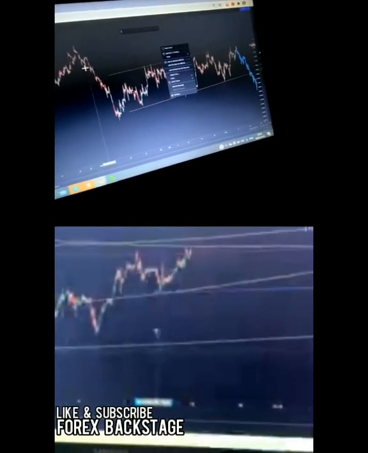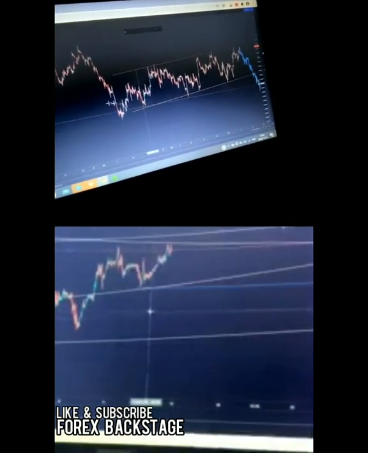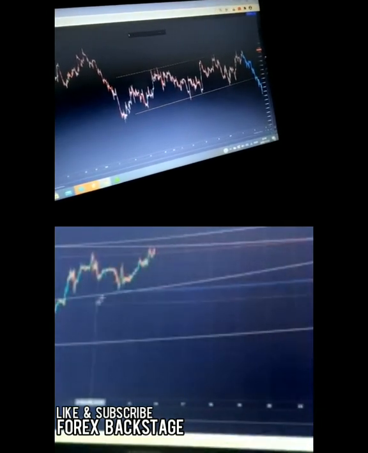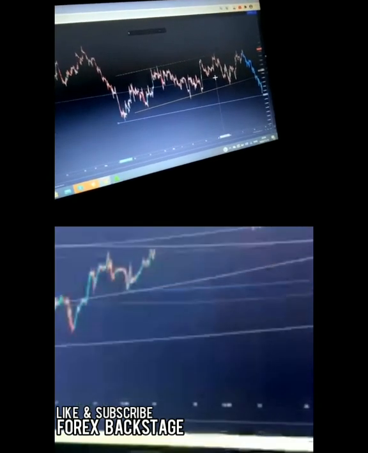Yeah, man. You know what? I feel like the GBP CAD is really promising for this week. Really, really promising. And that's on the 45M. That's the 45M. So let's check out the 1 hour.